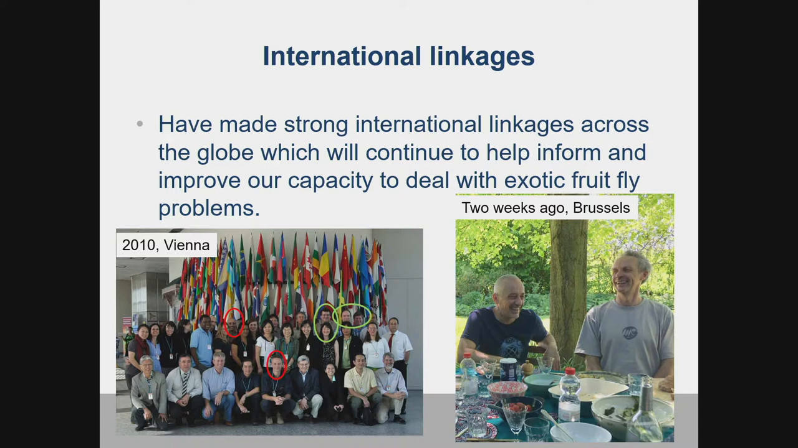Andrew at that stage was on secondment in Vienna, but Karen, Mark, and I had paid ourselves to be at the table of the first meeting of an international project on Dorsalis. Circled in red are people who at that stage I didn't know apart from a bar of soap, Marc De Meyer and Massimo Virgilio. And in the eight years since that photo was taken, these people have become close friends and colleagues, and they're the people who have been hosting me here in Brussels. So those linkages with the international community are invaluable for preparing Australia's border biosecurity.